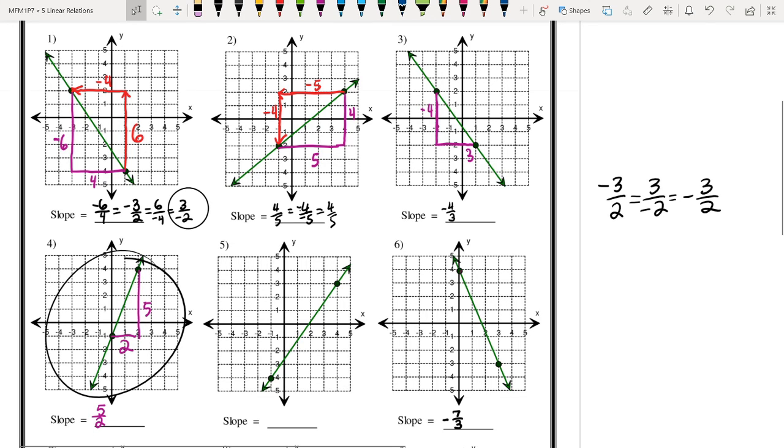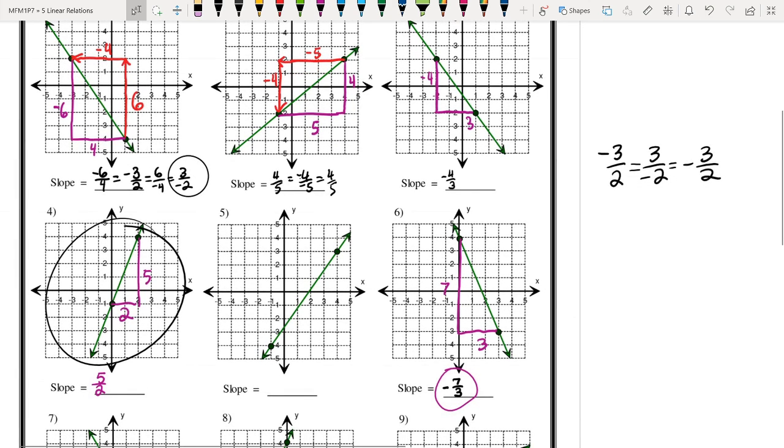Let's do this one over here. If I go from positive 4 to negative 3, that's 7, and from 0 to 3, that's 3. And then, you can see I already have the answer written here, negative 7 over 3, and I know it's negative because the line is going down to the right. So lines going up to the right, you know it's going to have a positive slope. Lines going down to the right, you know it's going to have a negative slope.